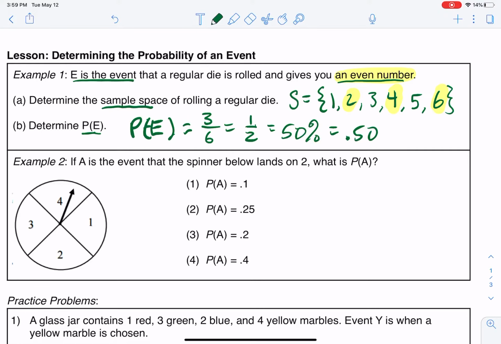Okay, example 2. If A is the event that the spinner below lands on 2, what is P of A? So A is the event of the spinner landing on 2. First of all, what are the total possible outcomes here? Well, there are 4 possible outcomes. We could land on 1, 2, 3, or 4. The probability of landing on a 2, because that's equally likely on that spinner, is 1 out of 4. 1 out of 4, of course, simplifies to 0.25.